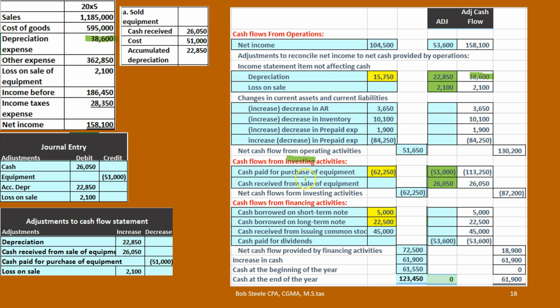We're actually going to create a new line. You might have been wondering why there was a blank line there. We're going to create a new line called cash received from investing activities. We're going to put that in here. I'm going to add that 26 here. That's going to be part of it. So that'll be the other piece, part of that.